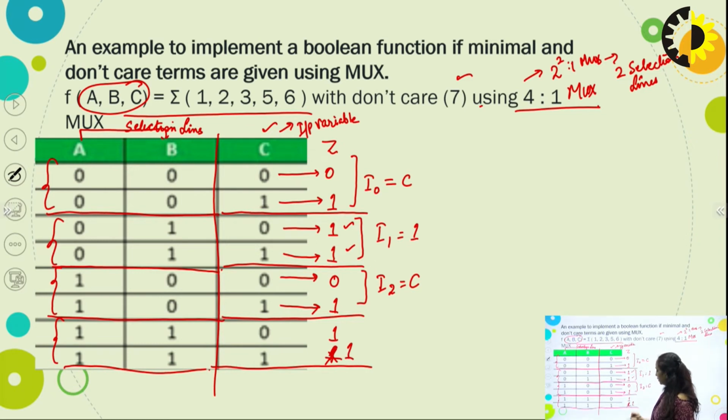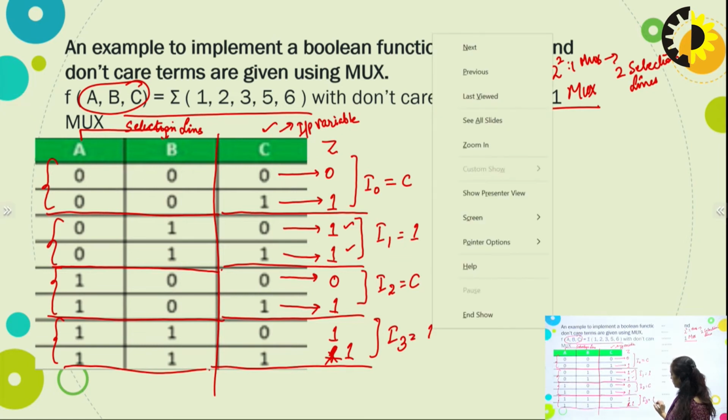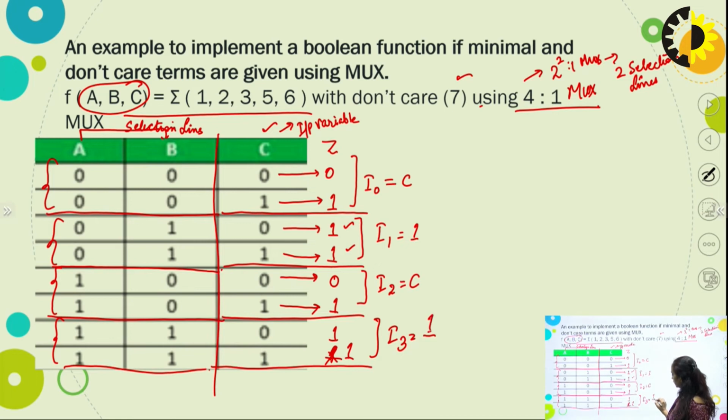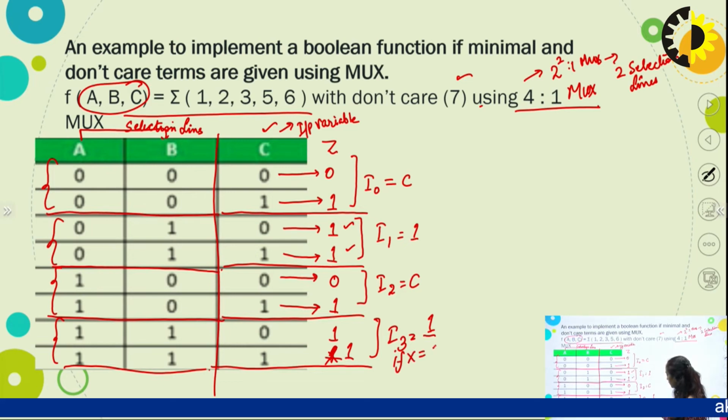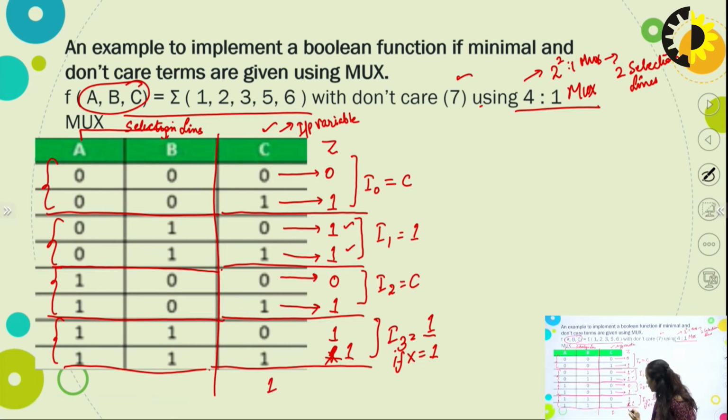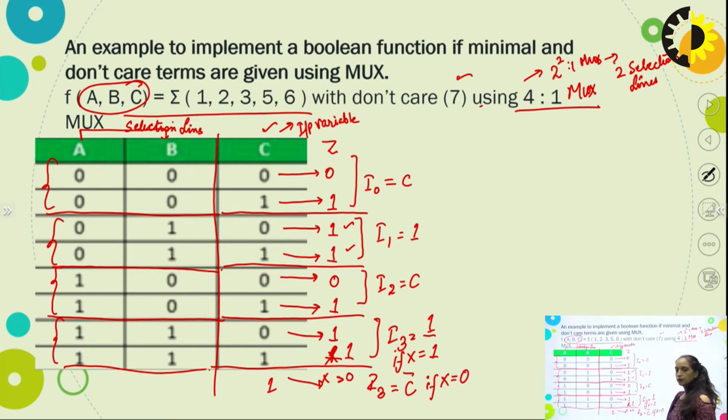Let us assume that we have logic 1 at this place. If you assume logic 1, we are going to have I3 equal to 1 if x is equal to 1. And if x is equal to 0, we are going to have inverted values. I3 will be, for 0 it is 1, for 1 it is 0, C bar, if we treat the don't care as a 0.